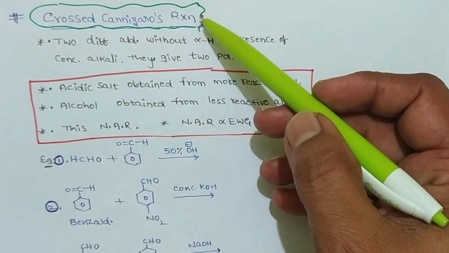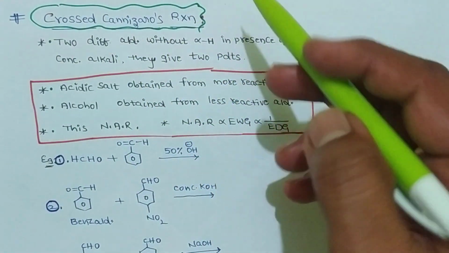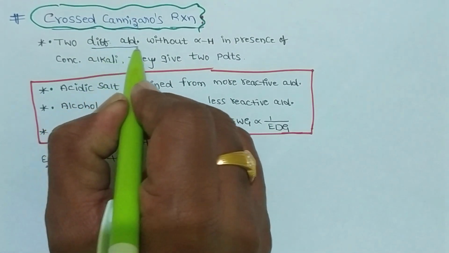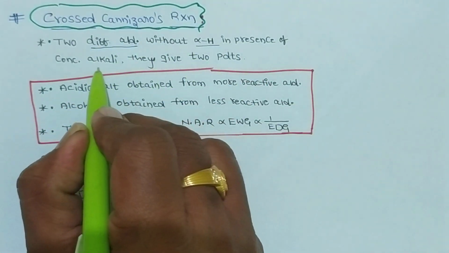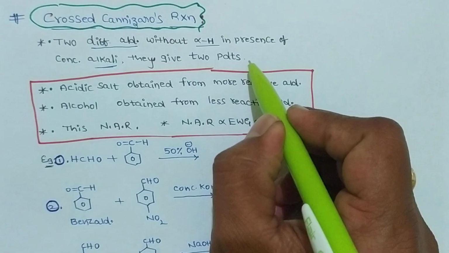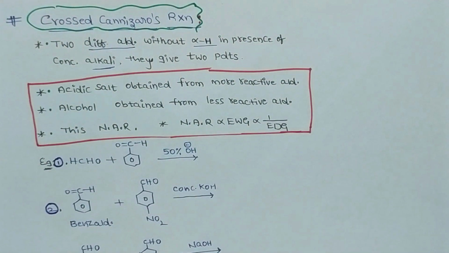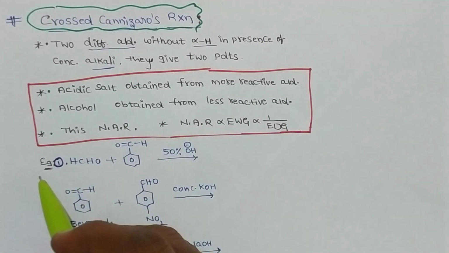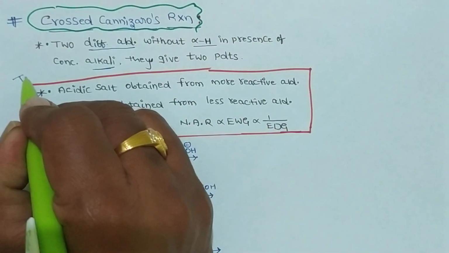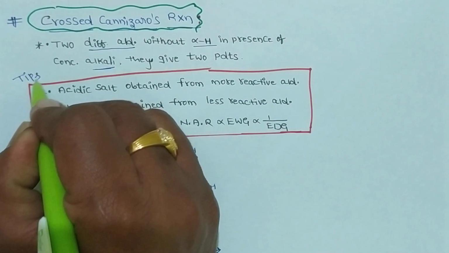Here, crossed Cannizzaro means two different aldehydes without alpha hydrogens, in the presence of concentrated alkali, they will give two products. One is the salt of an acid, and another one is an alcohol. Either the Cannizzaro reaction or the crossed Cannizzaro reaction is called a disproportionation reaction, or it is also called a redox reaction.